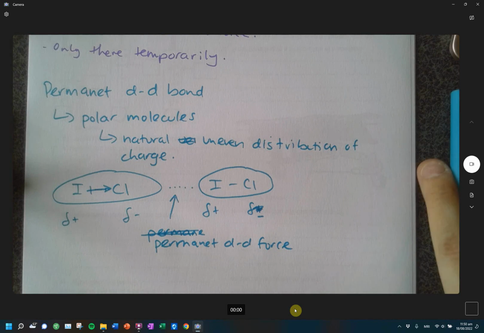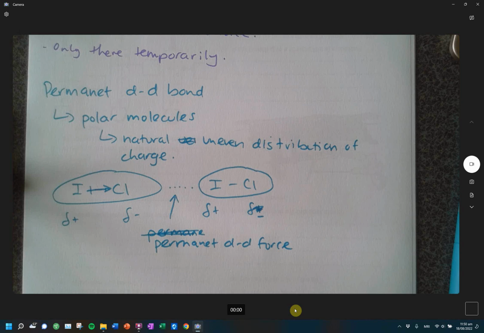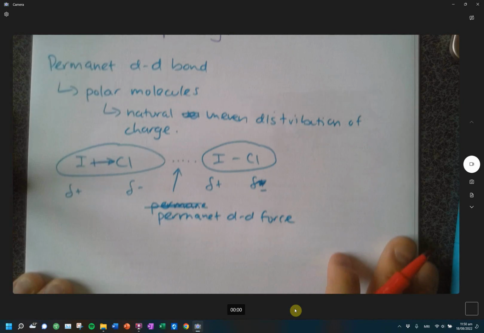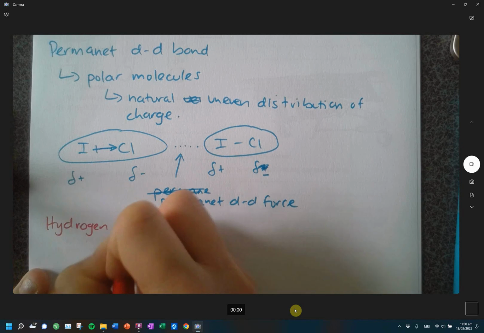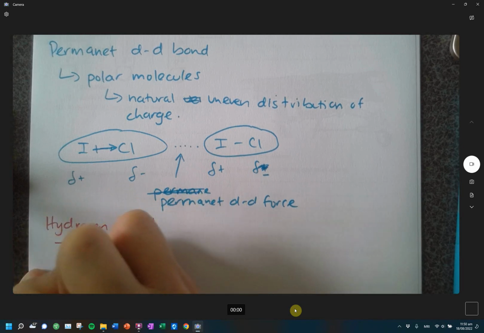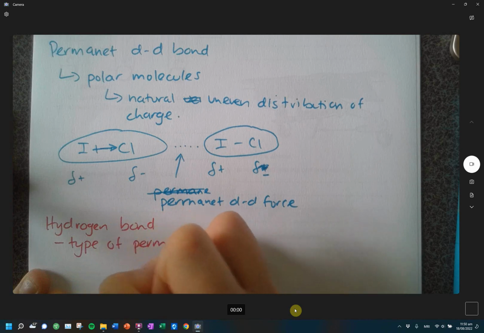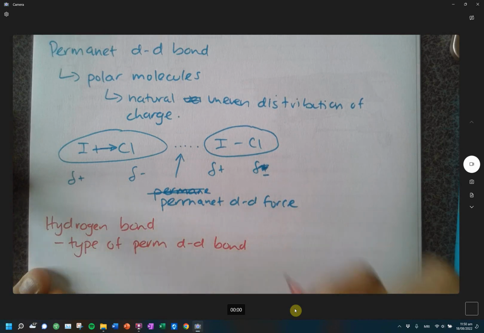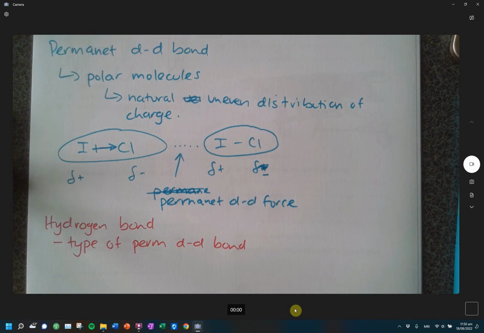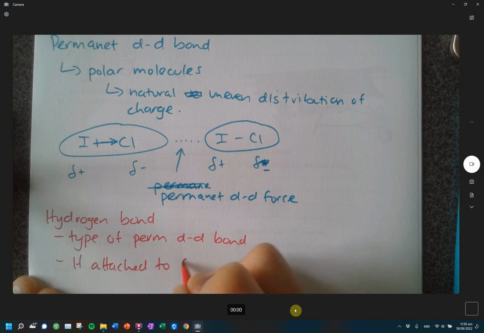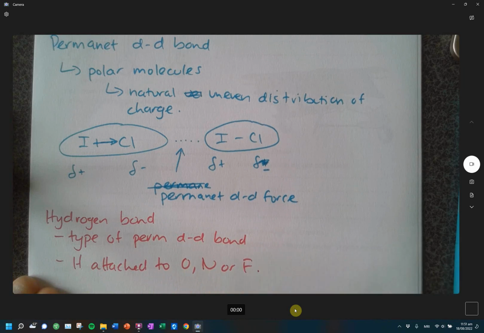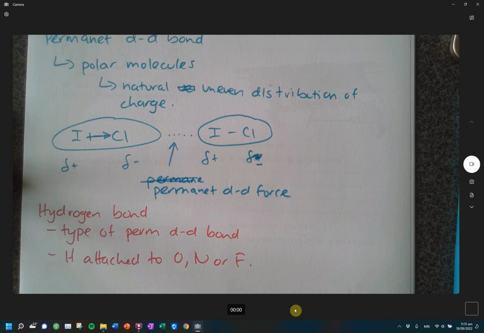All right, the last one then that I have mentioned, I'm trying to grab more colors, trying to vary it up, is our hydrogen bonds. Hydrogen bonds are a type of permanent dipole bond, or permanent dipole-dipole bond. Now this one is really, really specific. It has to be hydrogen attached to oxygen or nitrogen or fluorine. If it's not one of those three elements, it's not going to form those hydrogen bonds.